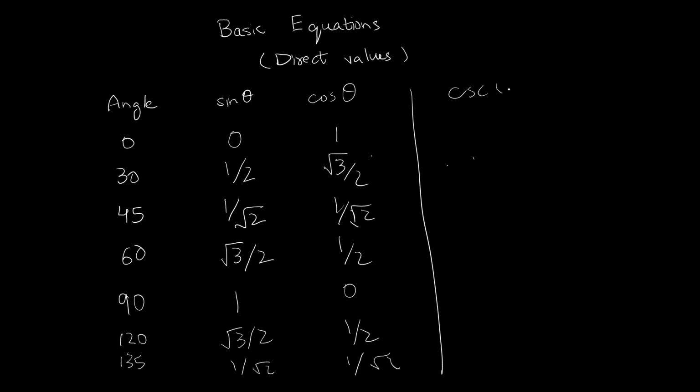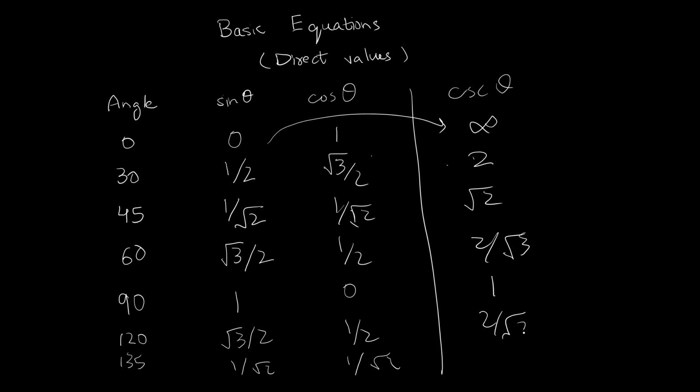Hence cosecant theta, which is the inverse of sine theta, would be 1 over 0, infinity, then 1 over 1 by 2, which is 2, and then root 2. This is how quickly you can write down the values. Just like this. Just take a recipe.